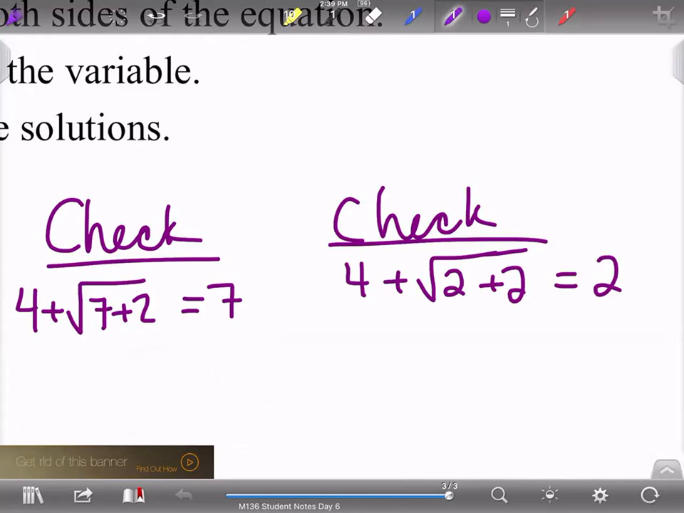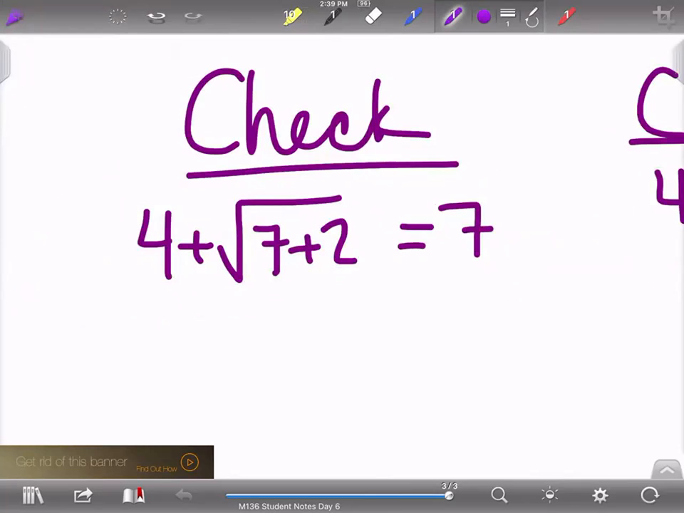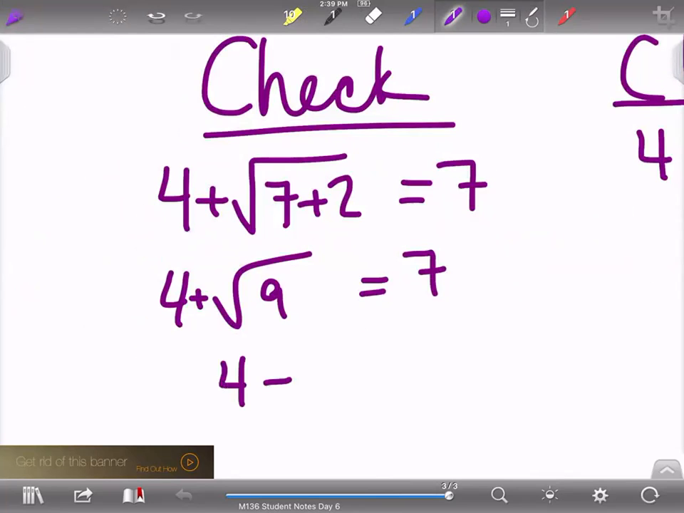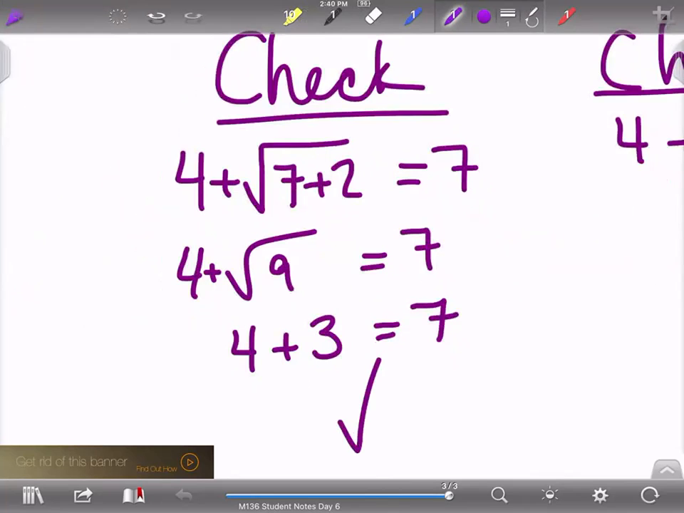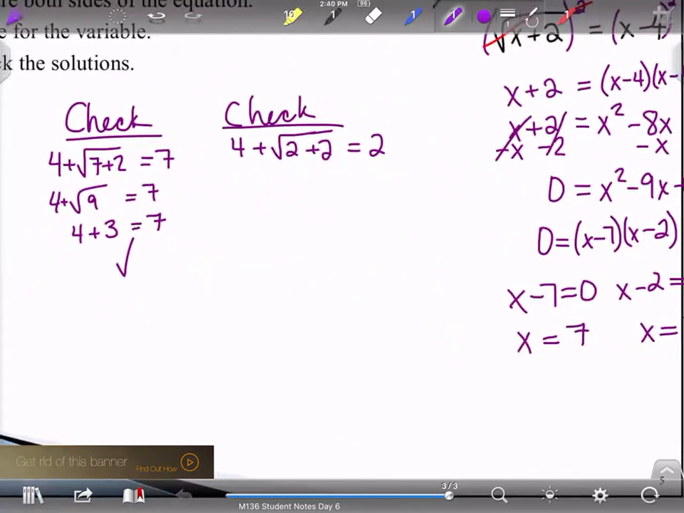All right, so for the check with 7, I went ahead and plugged in 7 into the original equation. It's going to give us 4 plus the square root of 7 plus 2, which is actually the square root of 9. The square root of 9 equals 3, so 4 plus 3 equals 7. We should all know that is a true statement. 4 plus 3 is 7, so 7 equals 7. That means that I can go back to 7 and circle it. It is a solution.